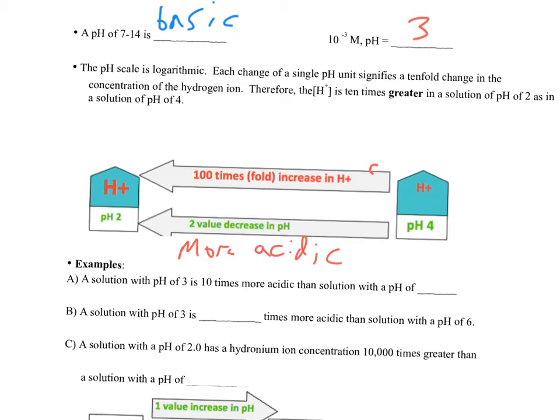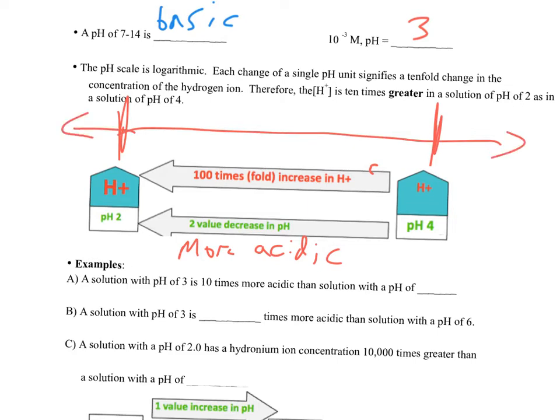If we're looking at the pH scale, this is 2, this is 4. In between 2 and 4, we should have 3. When we go from a pH of 4 to 3, we are increasing our H pluses by 10 times. When we go from 3 to 2, we are increasing our H pluses by another 10 times. That means in total, 10 times 10 is 100. We are increasing our H plus concentration by 100 times.